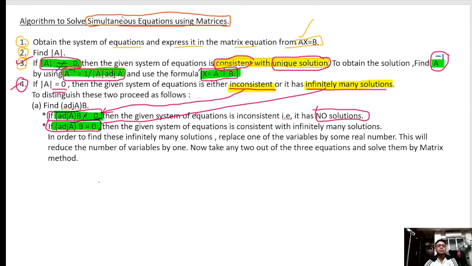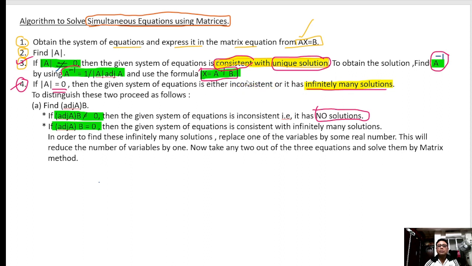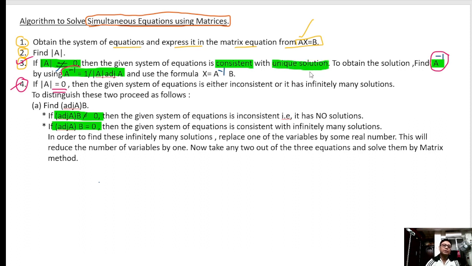Consistent with unique solution. So please understand these things. If mod A is not equal to 0, then it is consistent with unique solutions. That means you can find the solution of this. So this is what we are going to study now, how to find this equations. If mod A is not equal to 0, it is consistent with a unique solution. Please see this. Clear?